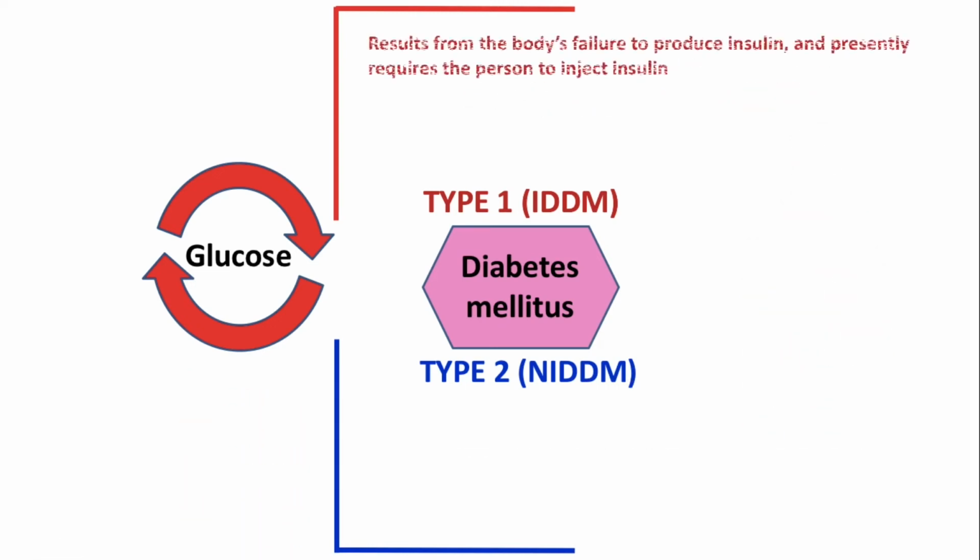For type 1, this results from the body's failure to produce insulin. That means the pancreas cannot produce insulin, so we cannot utilize glucose as our energy source. Usually this is caused by a virus or autoimmunity attacking the pancreas. And in this case, the person has to inject insulin usually all throughout his or her lifespan.